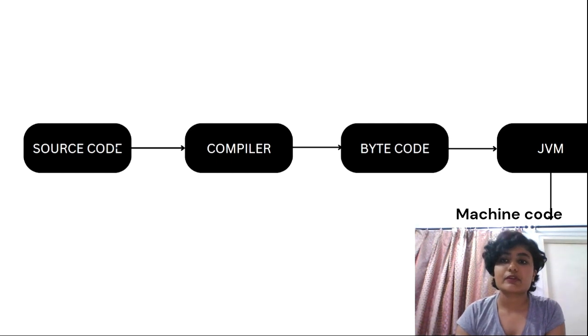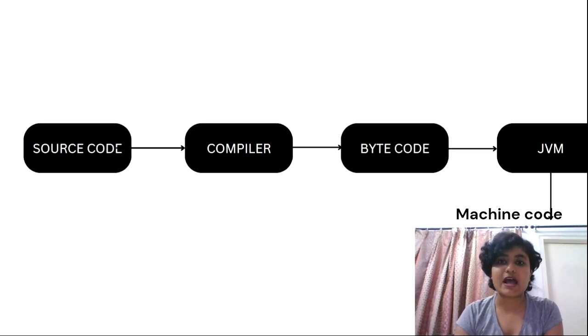Firstly, we have the source code. The source code is the program that you write and give to your IDE, and it then gets converted to bytecode using the Java compiler. Bytecode is basically your binary digits, zeros and ones, code that your computer can understand. This bytecode is then converted to machine code by the Java virtual machine. Java virtual machine is an interpreter.